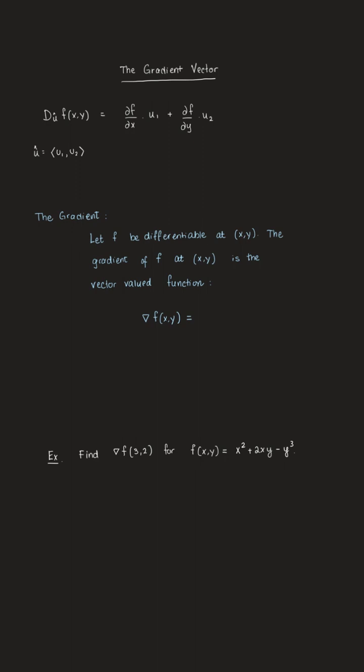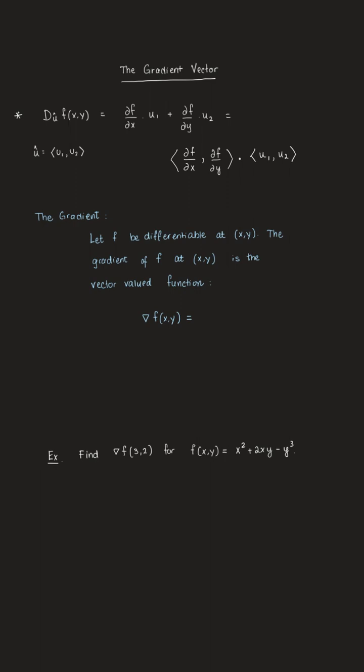So we saw in previous videos that the directional derivative in the direction of the unit vector u, whose components are u1, u2, is the partial derivative of f with respect to x times u1 plus the partial derivative of f with respect to y times u2. We also saw that this is in fact a dot product of two vectors. We can write this as the dot product of the vector whose components are the partial derivatives of f with the unit vector in which we want to find our directional derivative, the slope of the tangent line.